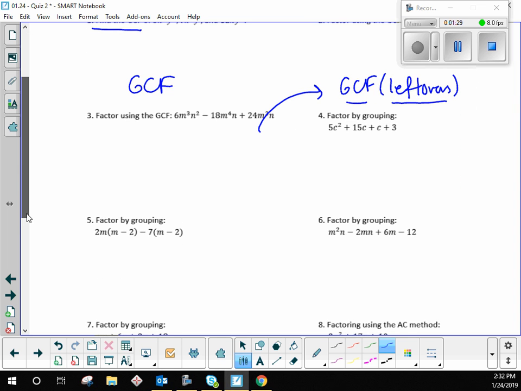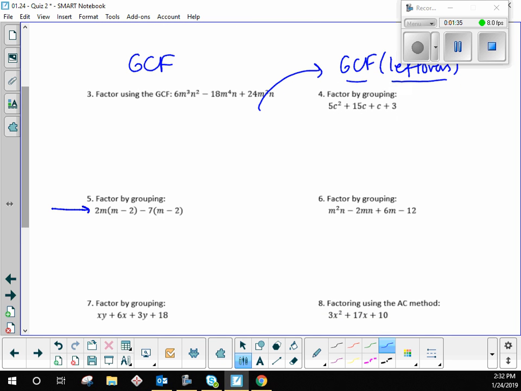So then 4, 5, 6, and 7, we're all factoring by grouping. This is the most basic form of factor by grouping, right? Because they have the m minus 2 in common, and then their leftovers here are 2m, and the leftovers here are minus 7. So on numbers like 4 and 6, what you're trying to do is get it in this form first, so that you could do that form for your final answer.